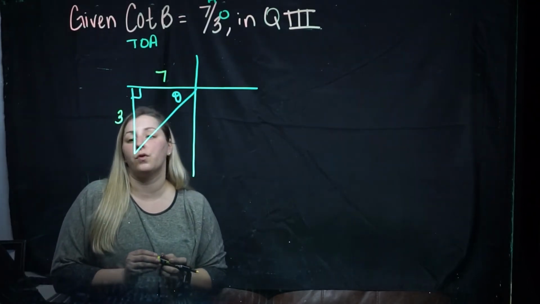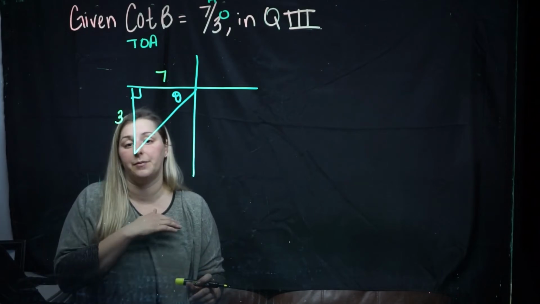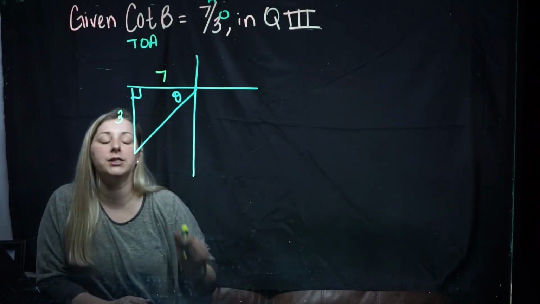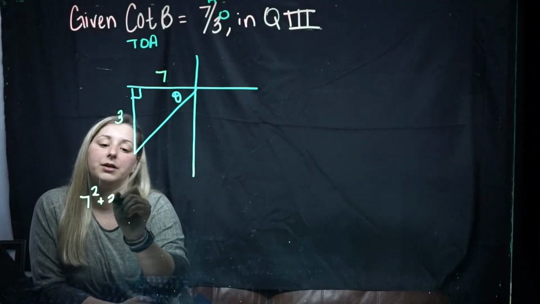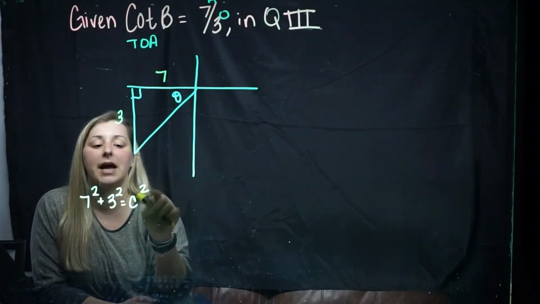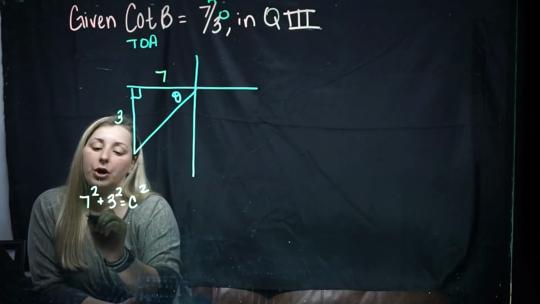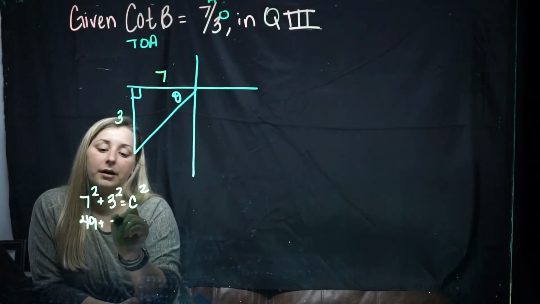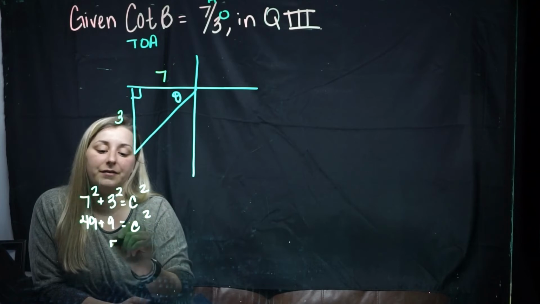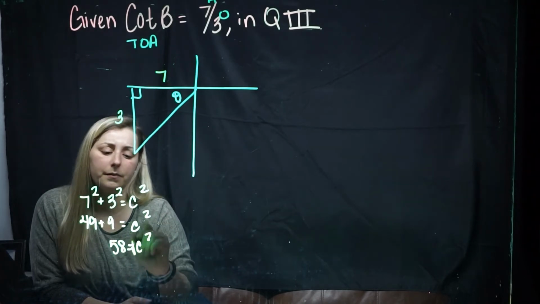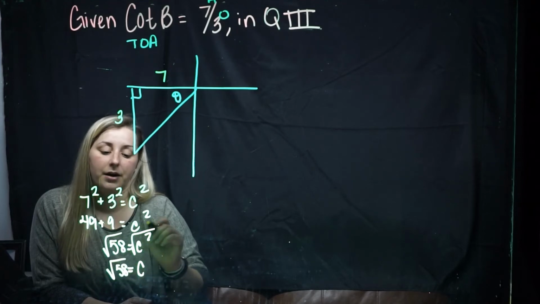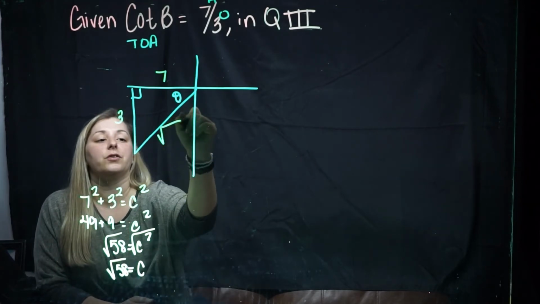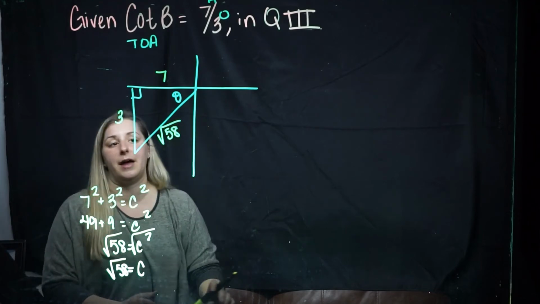We do need to look for the missing length because once again we're going to be setting up the trig ratios for all of the trig functions. So we need the Pythagorean Theorem. You've got 7 squared plus 3 squared is equal to c squared. This time we're solving for the hypotenuse. So 49 plus 9, we've got 58. And taking the square root, c is rad 58. So we're going to label that over here. The square root of 58 is the length of the hypotenuse.